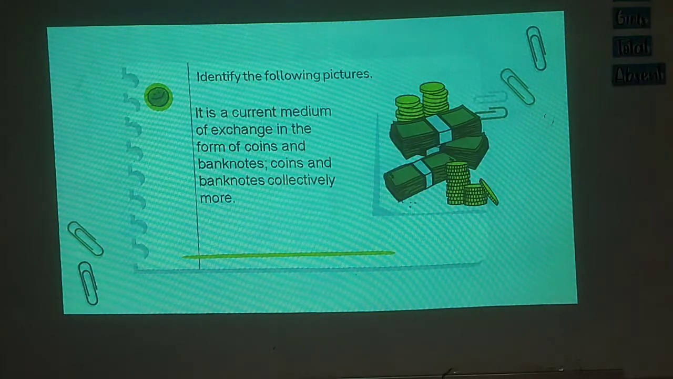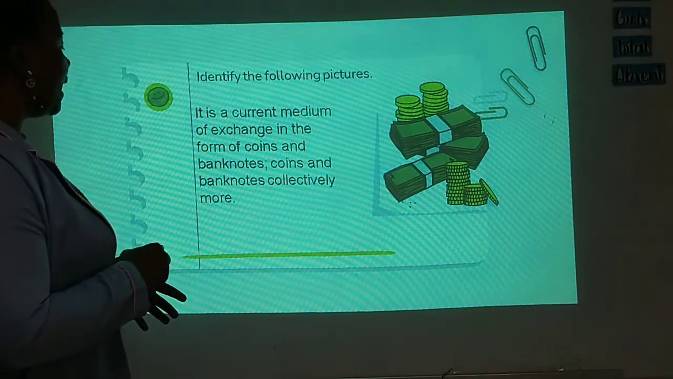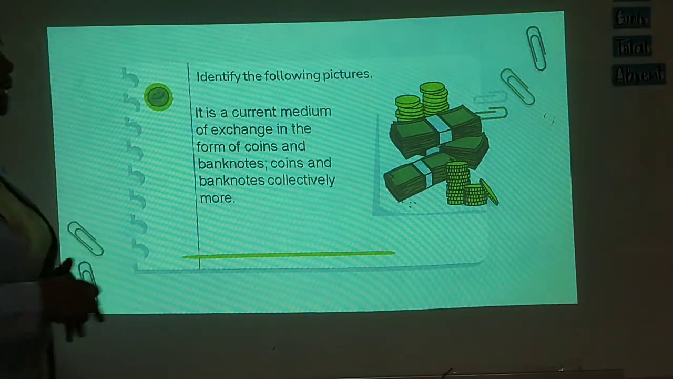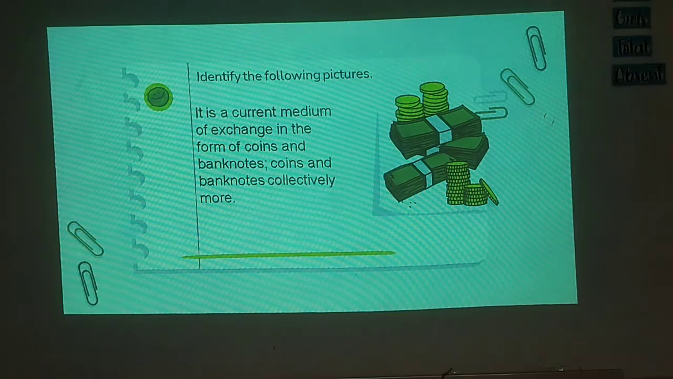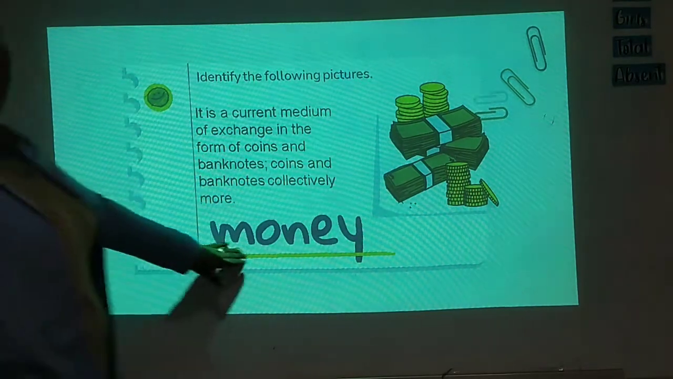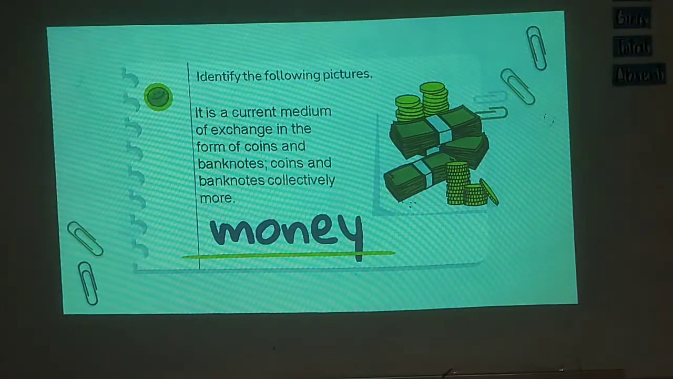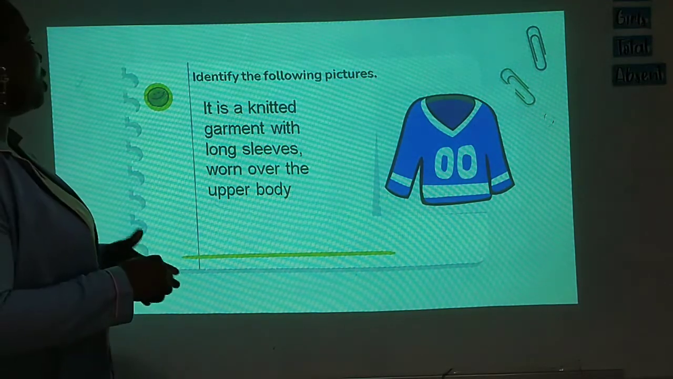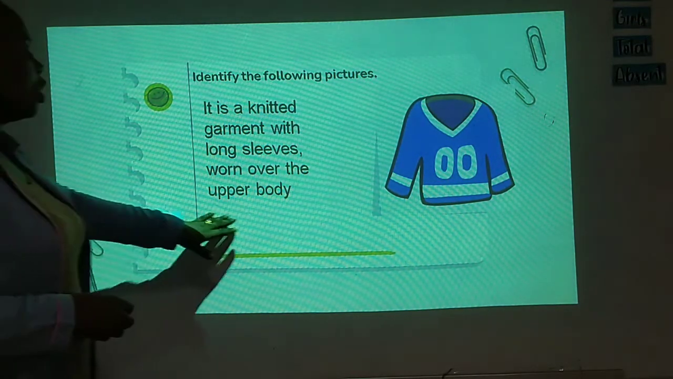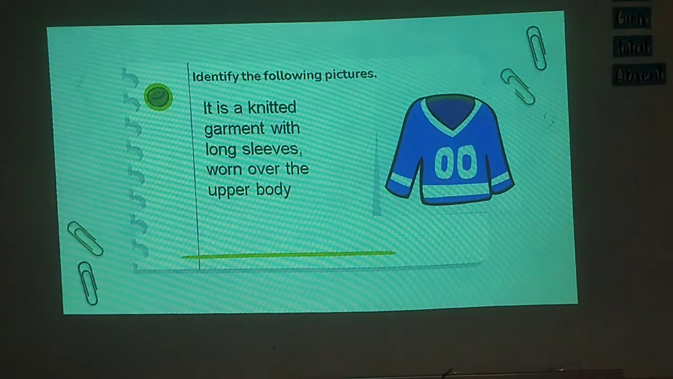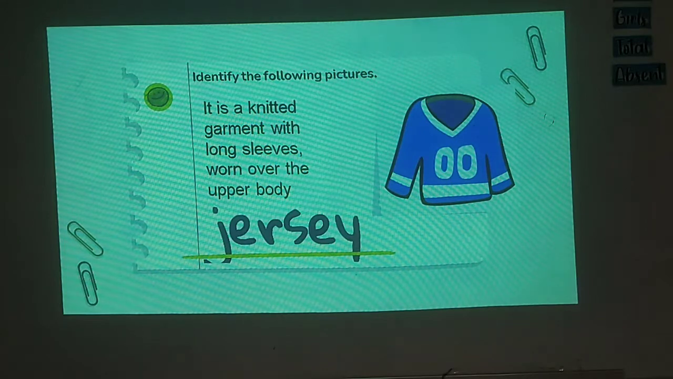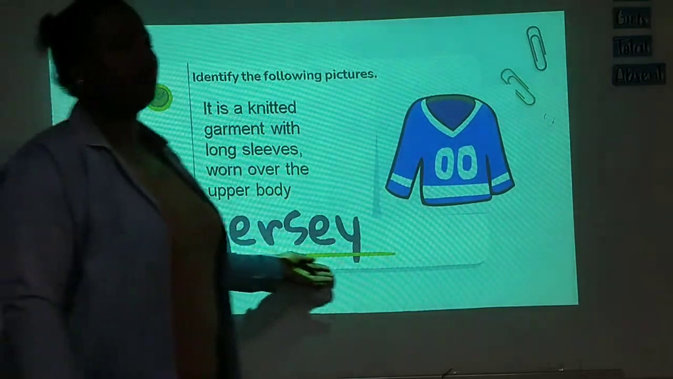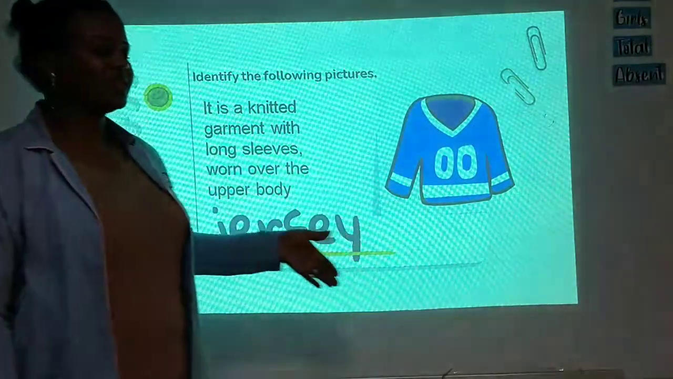So we move forward. It is a current medium of exchange in the form of coins and banknotes. Coins and banknotes collectively. So what would that be? Money. So we call this money. Okay? So we move forward to the next. It is a knitted garment with long sleeves, worn over the upper body. We'll call it what? Jersey. This is commonly found with footballers. Those that are into sports have what we call jersey for easy identification.